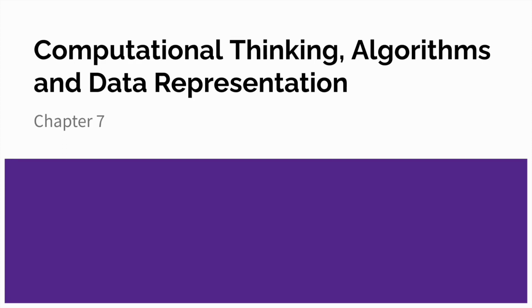How's it going, guys? In our last video, we had a look at Chapter 6 of the computer science textbook, which is on computer systems. Today we're going to go into a very bulky but very important chapter and part of the course. This is computational thinking, algorithms, and data representation.